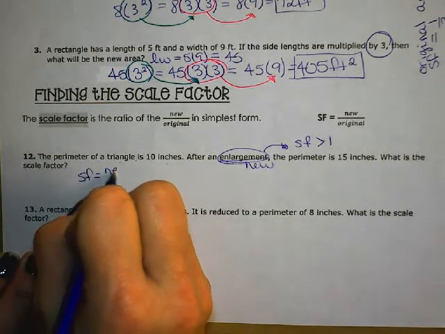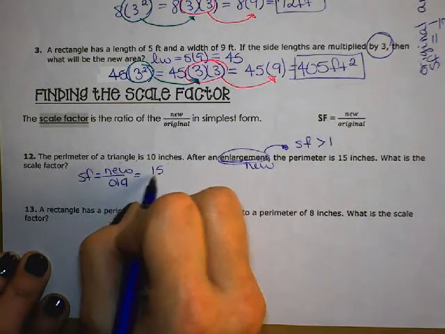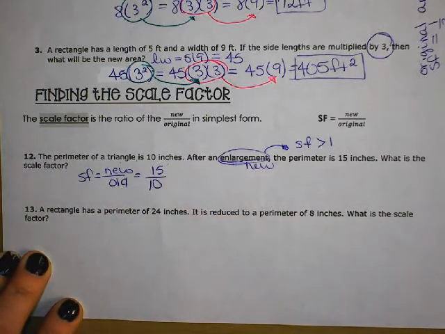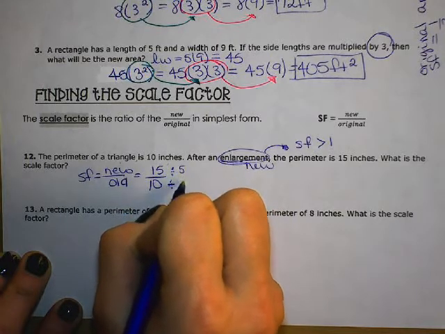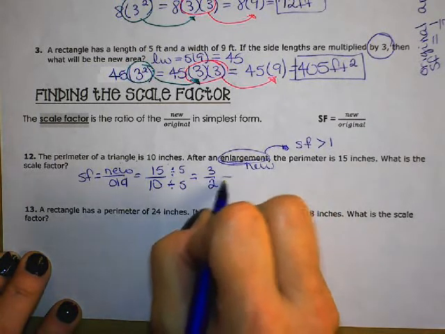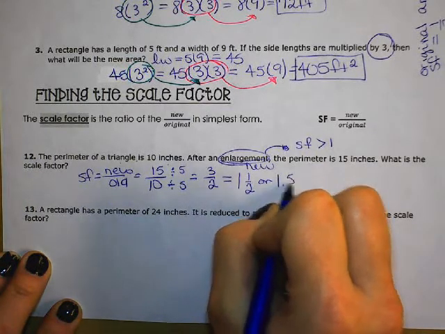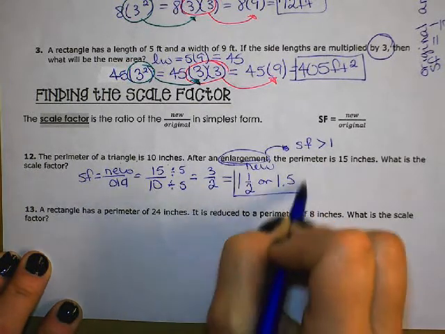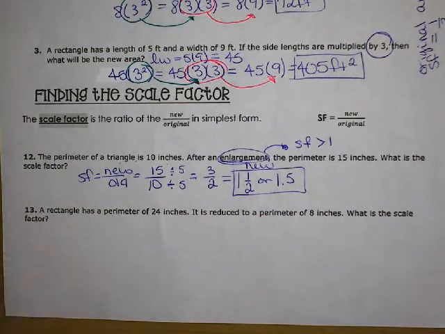Your scale factor is the new over old. The new is 15. The old is 10. I can simplify 15 over 10 by 5 and get 3 halves. 3 halves convert to 1 and 1/2, or 1.5. Do you have any questions at this time? Let's see if you can do number 13 by yourself.